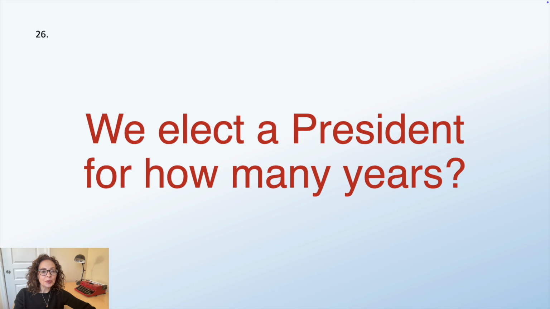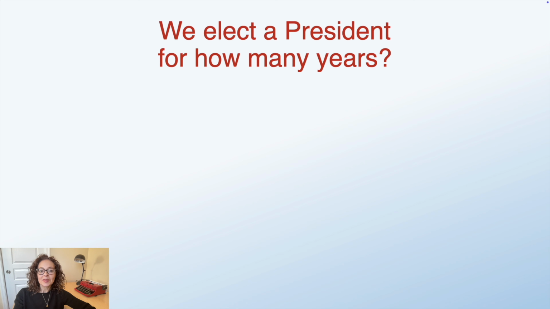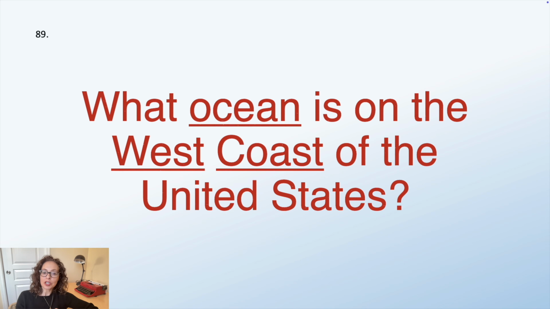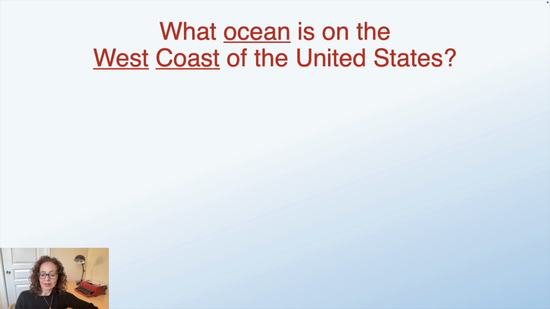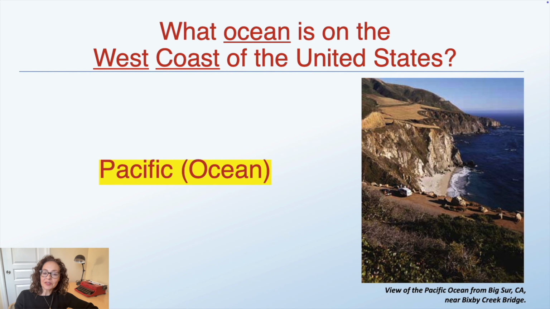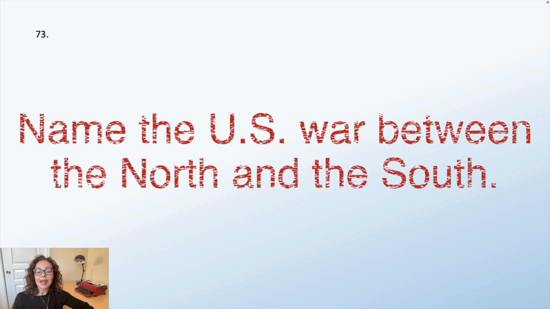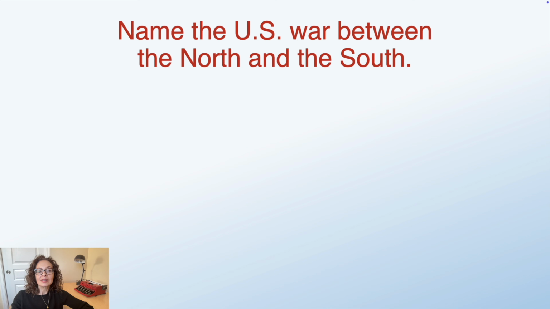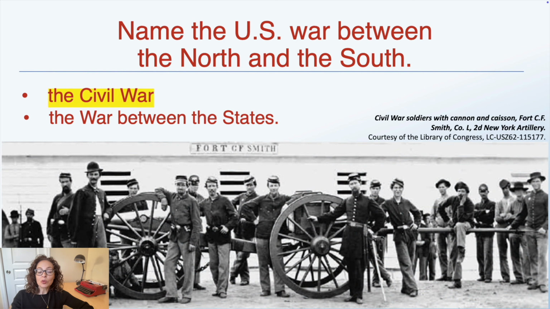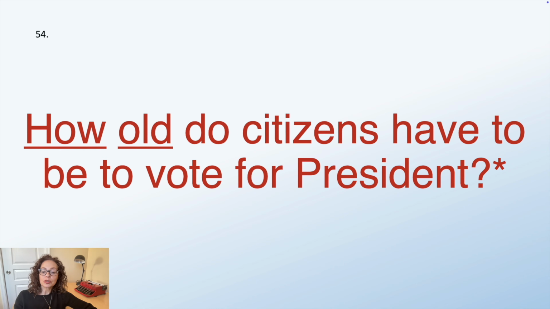We elect a president for how many years? 4. What ocean is on the west coast of the United States? The west coast is the Pacific Ocean. Name the U.S. war between the North and the South. The Civil War.